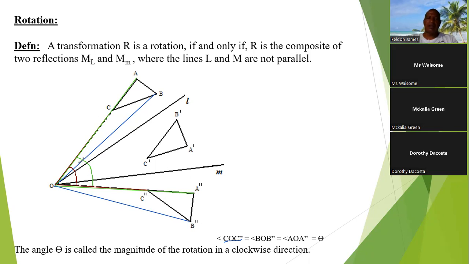And B to B', we are saying that all of these angles would be the same size. So if this is theta, all of them would be equal to theta.